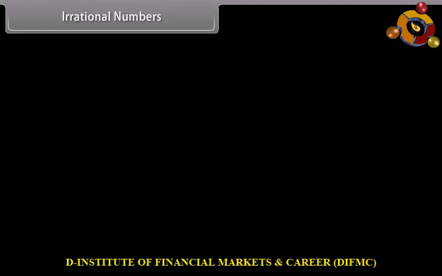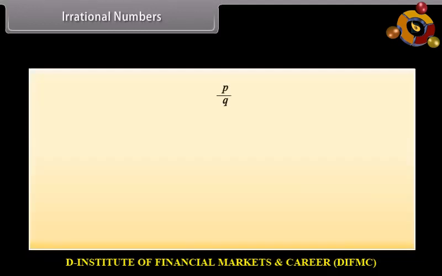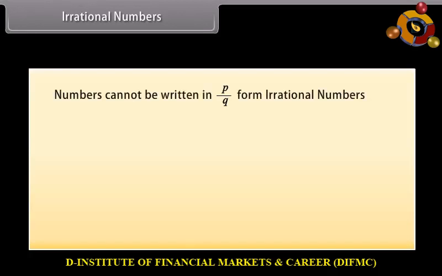Irrational numbers. You must be wondering if there are numbers which are not in the form of p by q. Yes, there are numbers which cannot be written in the form p by q. Those numbers are called irrational numbers. For example, square root 2, square root 3, square root 7, 0.101001110, 1110, 11110, and so on, pi and so on.